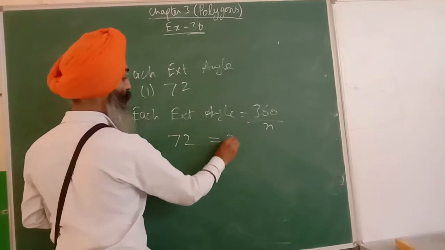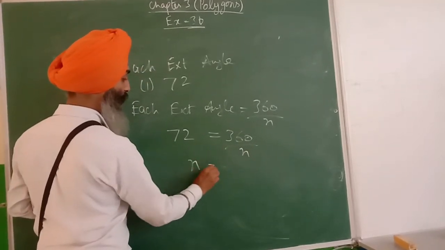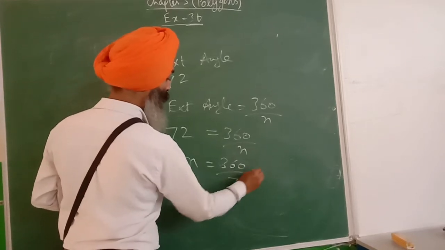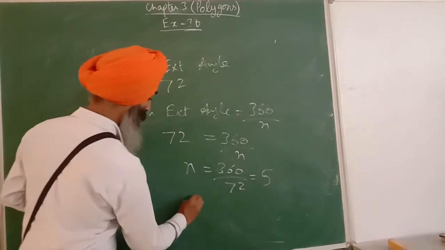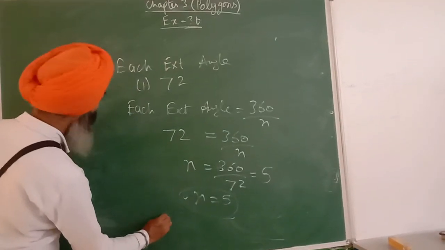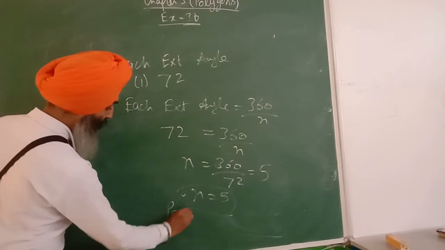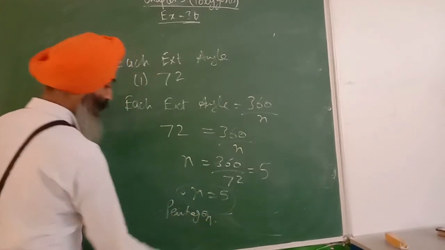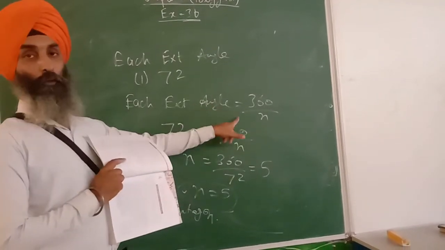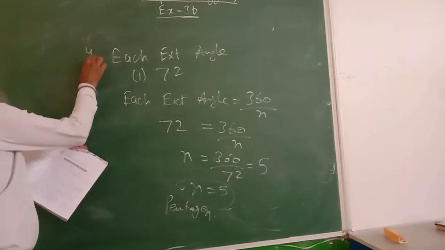So put it in 360 divided by n. Cross multiply it, n will be here and it will be 360 divided by 72. By cutting you get 5. So it means it is a pentagon. So write down the answer: the type of polygon he is talking about is a pentagon. Similarly, you can find the other parts by using the same formula.